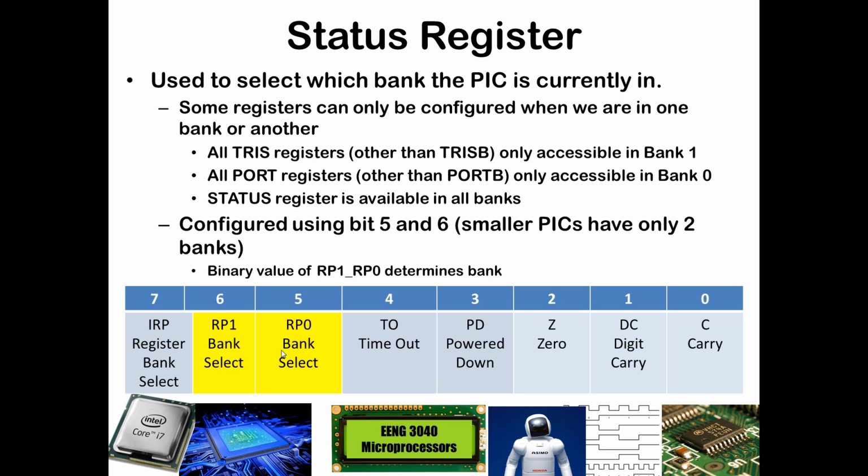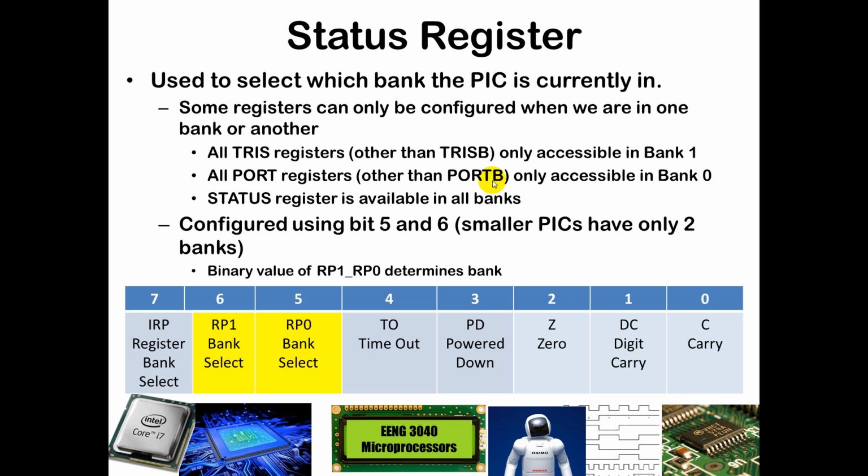If you look at the table from the data sheet that we saw in the previous lecture, you'll notice that certain registers are only accessible in certain banks. For example, the TRIS registers, in order to use them, you have to be in bank 1. In order to access the port registers, other than port B, you have to be in bank 0. You can access port B in bank 0, but it's also available in another place.